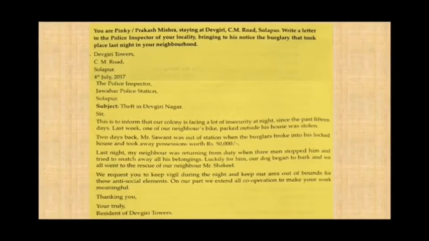Luckily for him, our dog began to bark and we all went to the rescue of our neighbor, Mr. Shakil. We request you to keep vigil during the night and keep our area out of bounds for these antisocial elements. On our part, we extend all cooperation to make your work meaningful. Thanking you, yours truly, resident of Devgiri Towers.